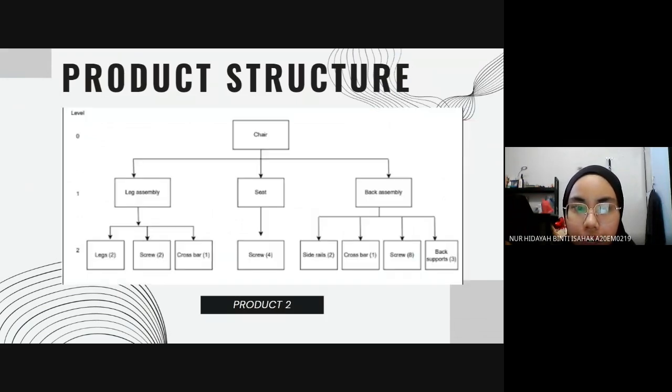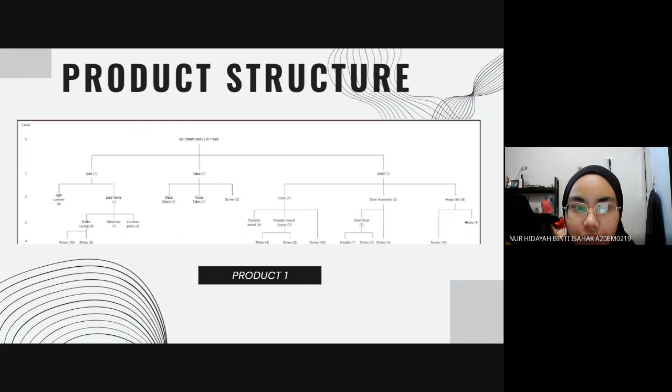And for the dream bed, we identify the starting materials such as various types of wood, metal components, and fabric. The production process involves several critical steps, including cutting the wood to precise dimensions, shaping and assembling the wooden frame, attaching the necessary metal parts for functionality, and finally upholstering the bed with the chosen fabric.